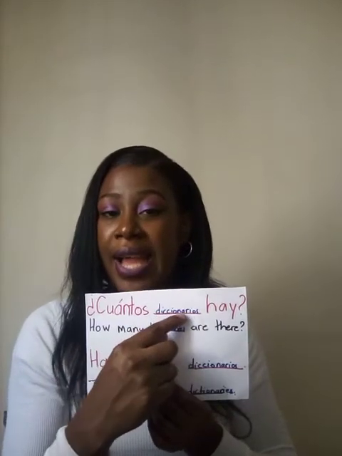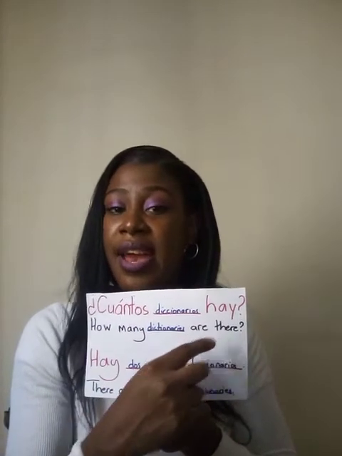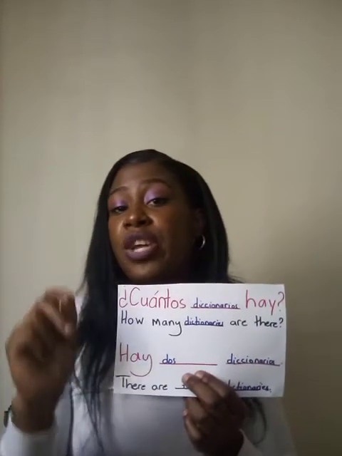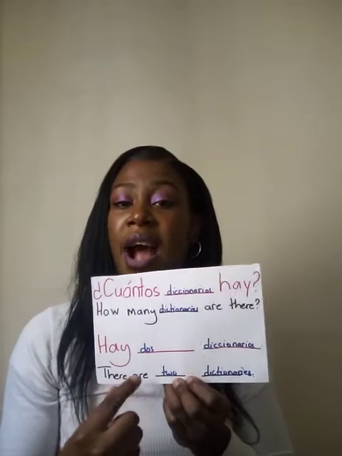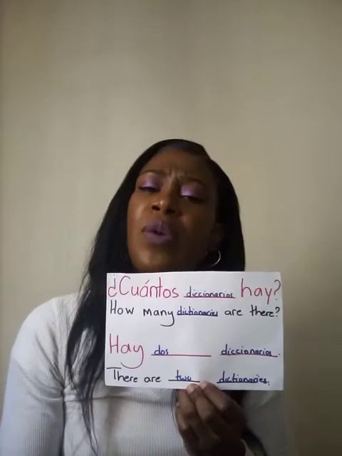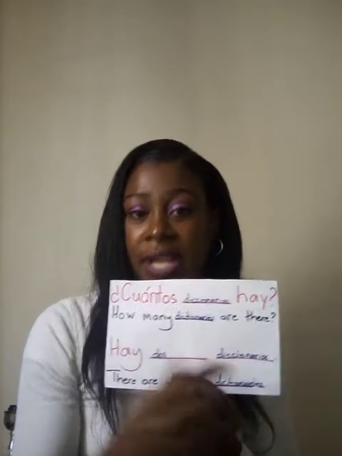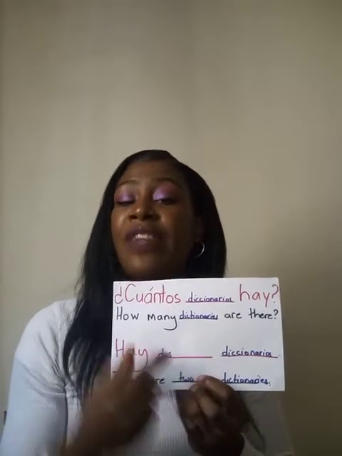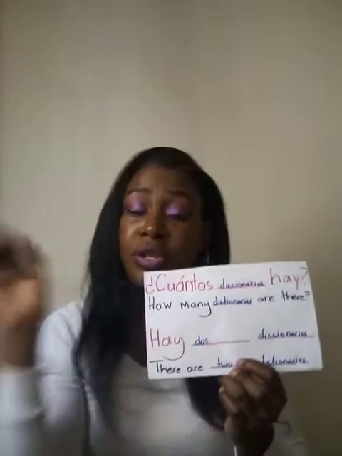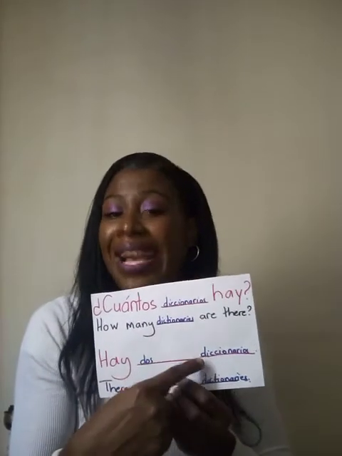So we say, ¿cuántos diccionarios hay? How many dictionaries are there? So if we pretend that there are 2 dictionaries, we would say hay dos diccionarios. There are 2 dictionaries. What if there were 3 dictionaries? We would say hay tres diccionarios. So we say the word hay, which means there is or there are, followed by the number in Spanish. So 1, 2, 3, 4, 5, 6, whatever the number is, followed by the item.